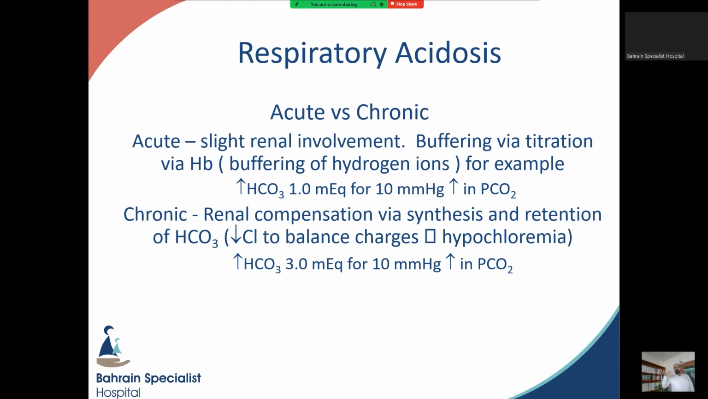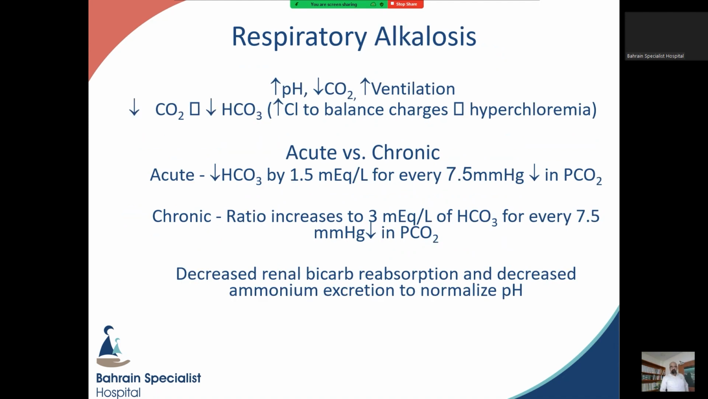In a chronic case, like COPD patients, chronic renal compensation will be via synthesis and retention of HCO3, and decreased chloride to balance the charges, hypochloremia. So in the chronic case, the HCO3 will increase 3 milliequivalents for each 10 millimeters of mercury in PCO2 as a buffering system. So I have acidosis, my body will try to keep the HCO3, which is the alkali, to compensate.